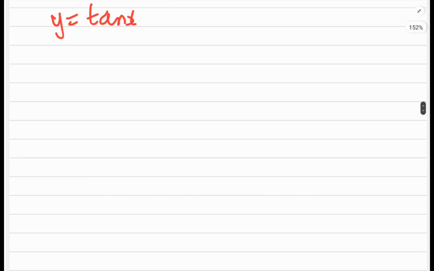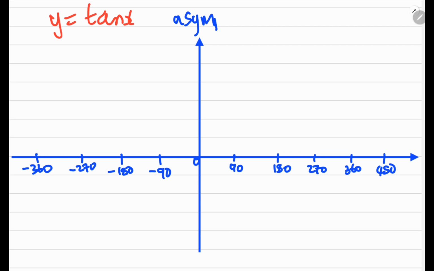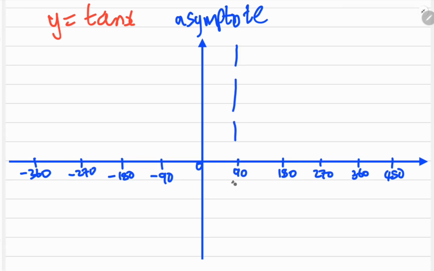Y is equal to tan x, drawn at 90-degree intervals, but this time ranging from -infinity to +infinity. Tan of 90 is infinity, so what we have are asymptotes at 90 degrees. So there is your asymptote. Now, these asymptotes occur after every 180 degrees. So we're going to see them at 270.